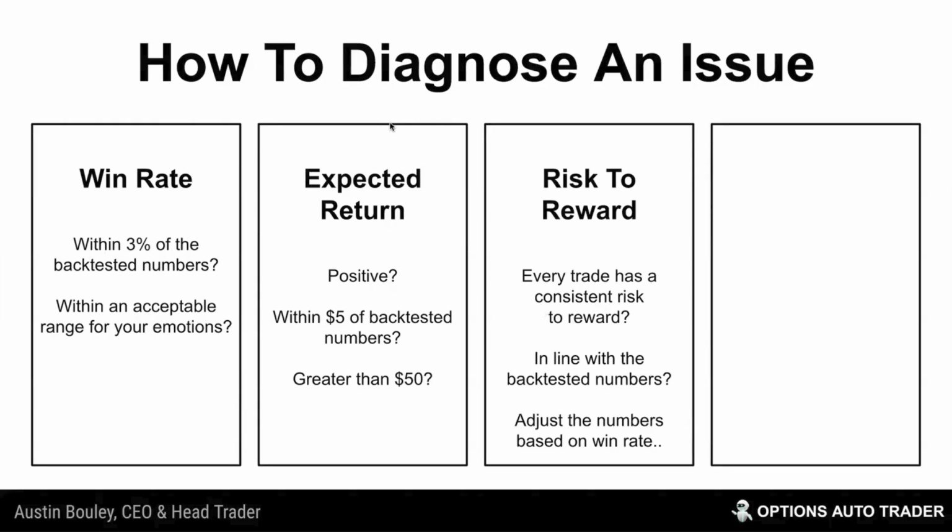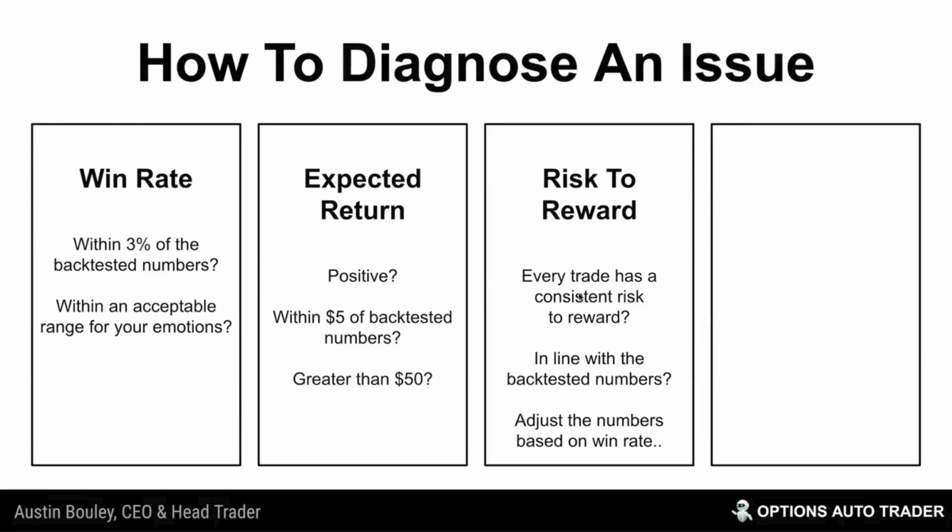Now, what do I mean by this? Once we pass the win rate section, we pass the expected return, we fix everything we need to fix there, and then we're going to come to risk to reward, right? And so we look at it. Let's say it's a 3-to-1 risk to reward. So that means for every $3 I risk, I have a chance to make $1. Something like that. If our win rate is extremely high, we can adjust this risk to reward rate.